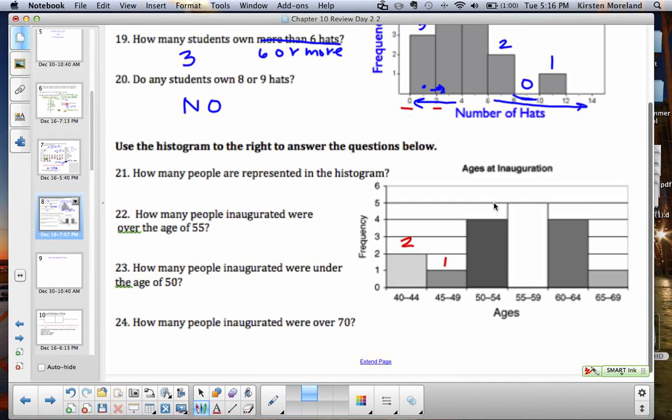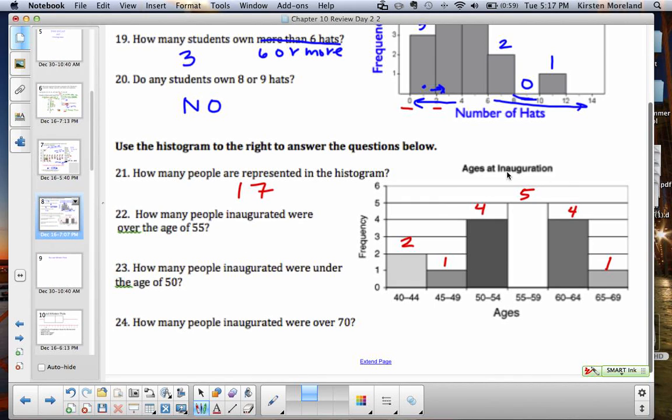First step would always be to write how many are in each frequency, in each bin, because I can guarantee you the first question is always going to be how many people are represented. You just add it up. 2, 3, 7, 12, 16, 17 people are represented. How many people inaugurated were over the age of 55?